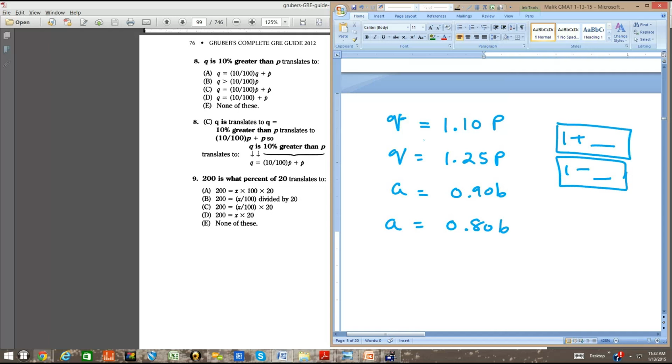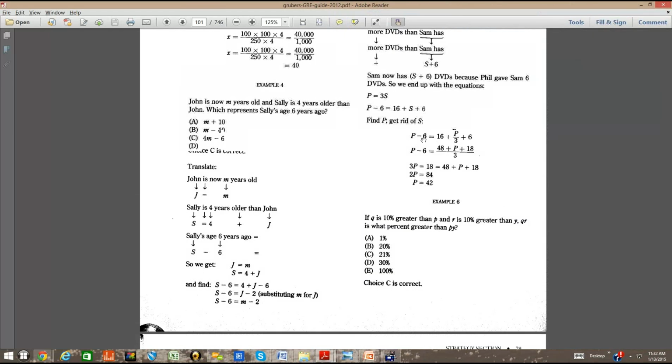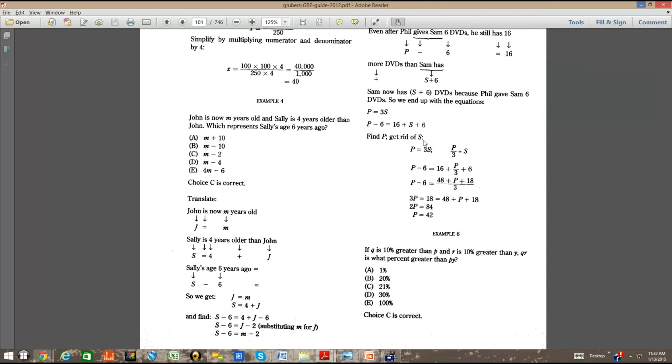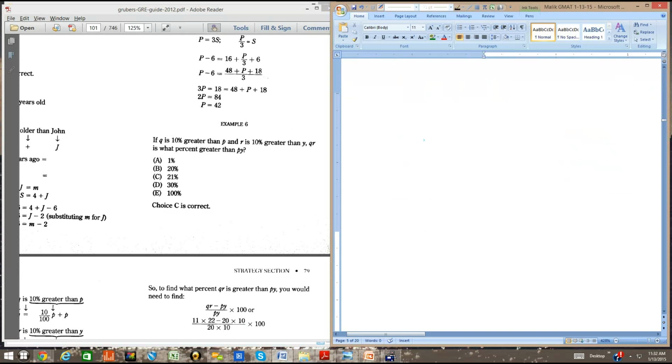It helps with your business too. You don't have to do too much calculation. You can do this kind of calculation very quickly, even in your head sometimes. Here I want to show you an example, like example 6. If Q is 10% greater than P, you can see that Q equals 1.10P. R is 10% greater than Y, so R equals 1.10Y.